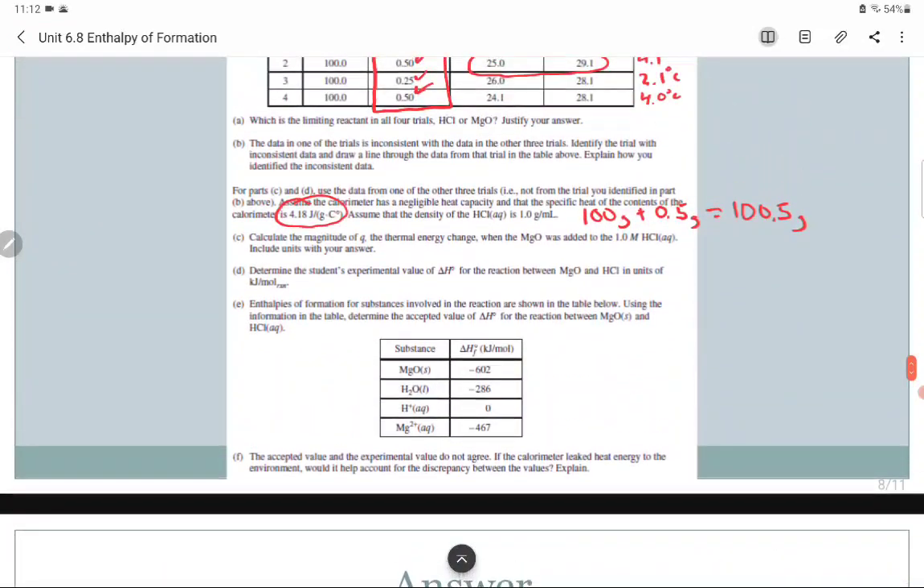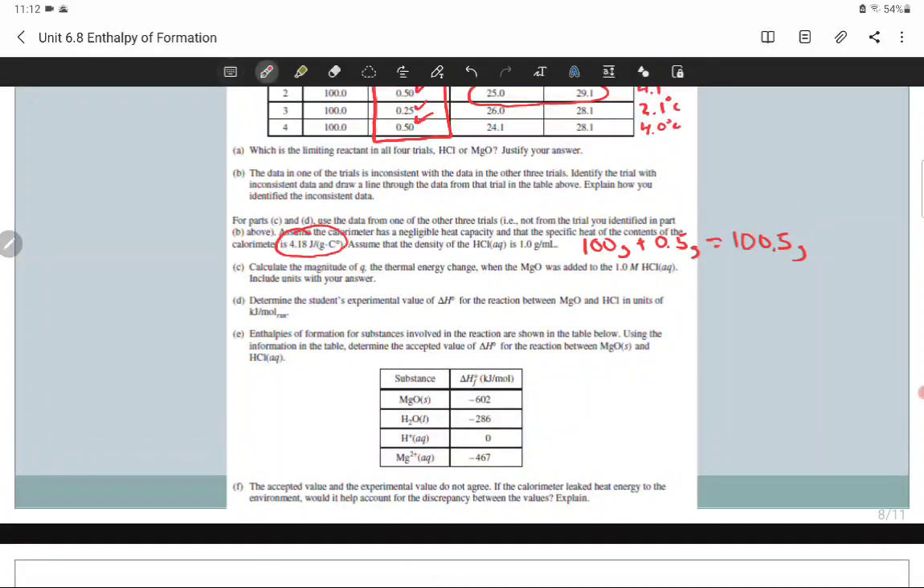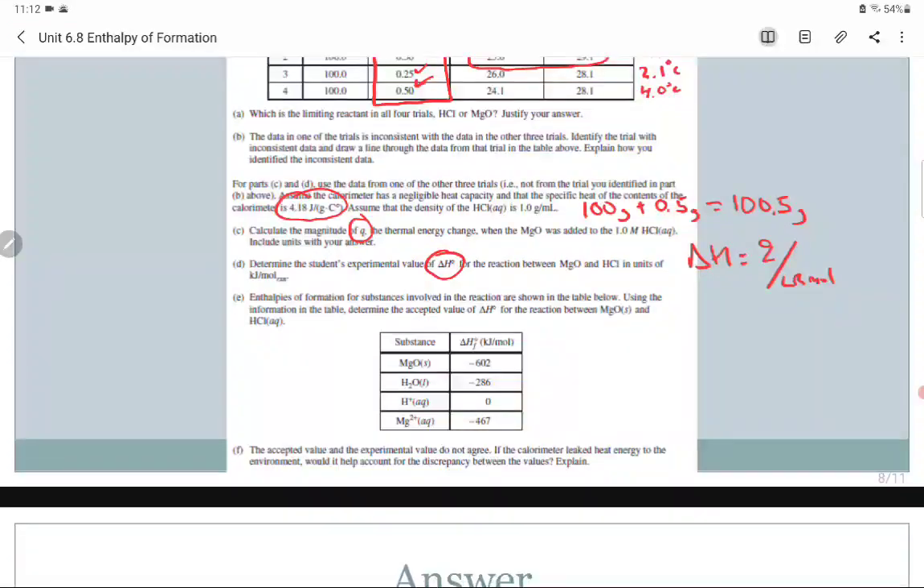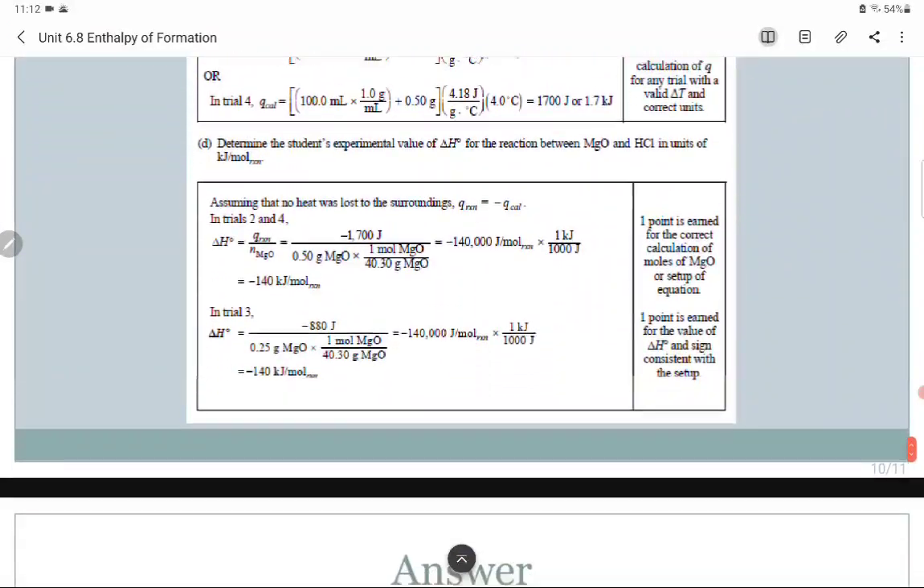Okay, so now we're into part D, and this is typical. In part C, calculate Q. Part D now, calculate delta H. So delta H, remember, is Q divided by the limiting reactant moles. And we had already figured out what the limiting reactant moles were. So let's go back to the answers.